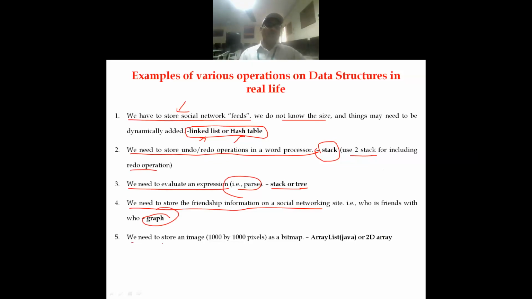So for example, if you want to store an image of size 1000 by 1000 pixels as a bitmap image, what data structure is used here? We can use a two-dimensional array, or an array list in Java. So like this, based on some real life scenario or example, for representing the data pertaining to this real life scenario, which data structure is best suitable for that.